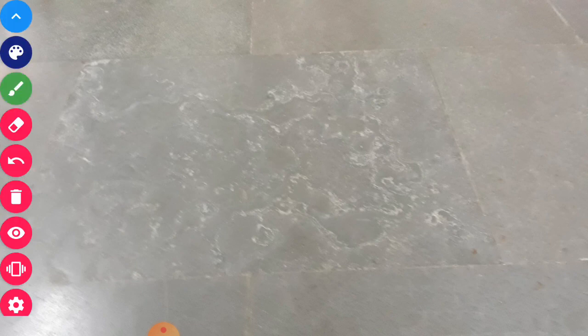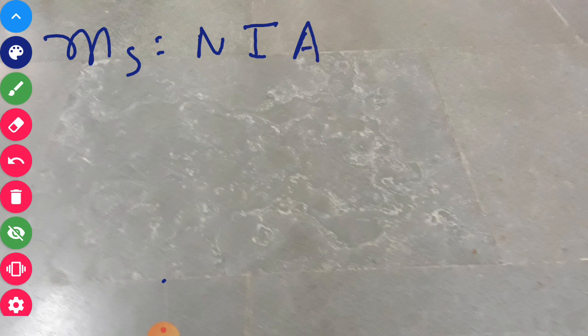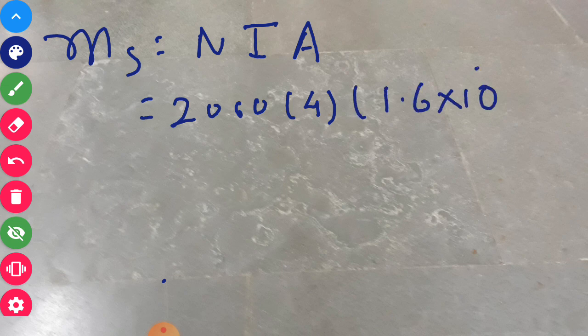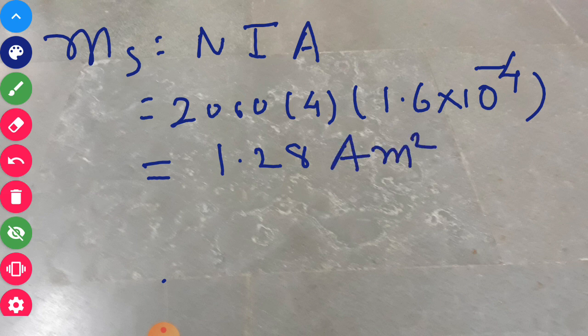Now, see, first of all, a closely wound solenoid is given. So here the magnetic moment of the solenoid can be calculated easily. Magnetic moment of solenoid, Ms, we write, is equal to NIA. When you place the values here, number of turns is 2000, current is 4 ampere and the area is 1.6 × 10^-4. So you can get the answer to be 1.28 ampere meter square.